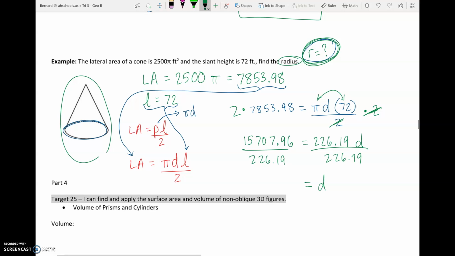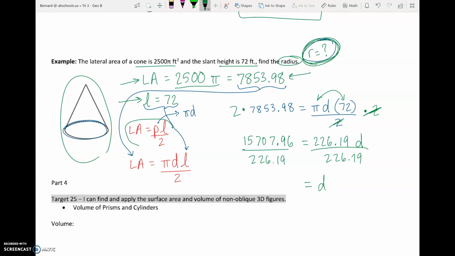Now, basically, remember what we did? We know the lateral area and we know the slant height. It was told to us up in this information. Lateral area 2,500 pi, slant height 72. Now, 2,500 pi equals 7,853.98, right? And so basically what we started doing, if you follow those blue lines, is we start plugging those numbers into the formula we know.